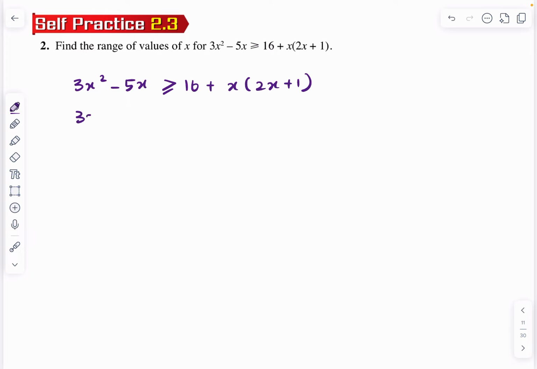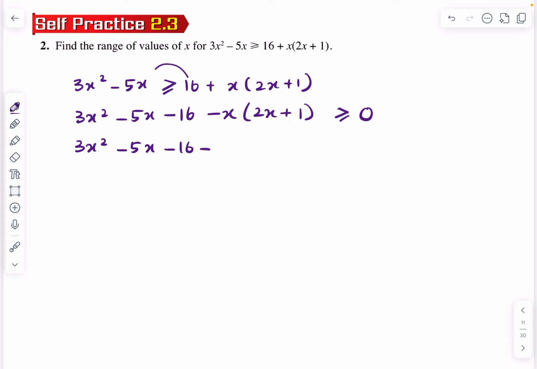Okay, so this will be 3x squared minus 5x. 16 we bring there will become minus 16. And then positive of this bring there will become negative, so minus x(2x plus 1). Okay, now we expand. Minus 2x squared minus x.